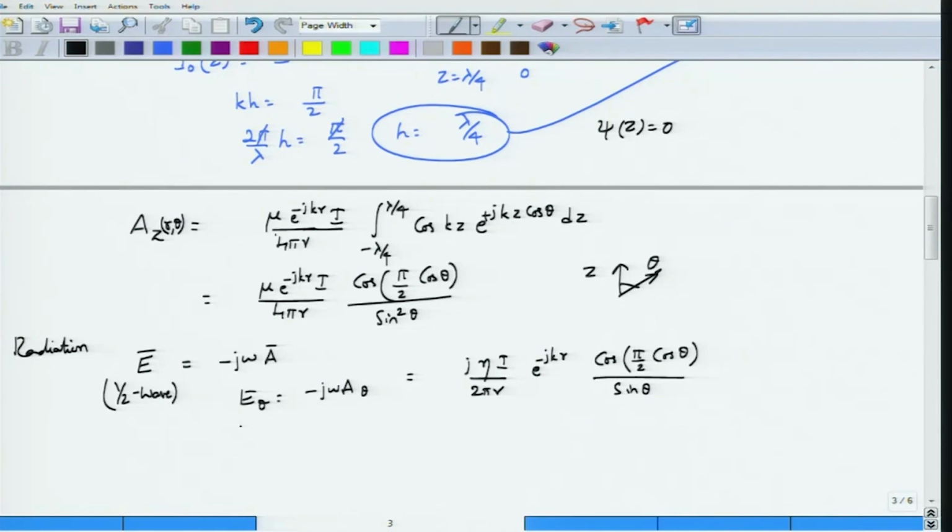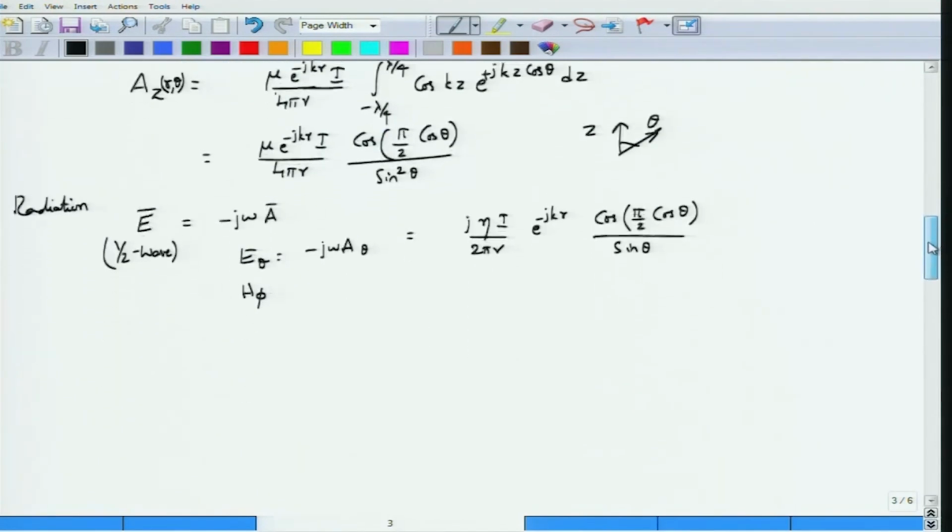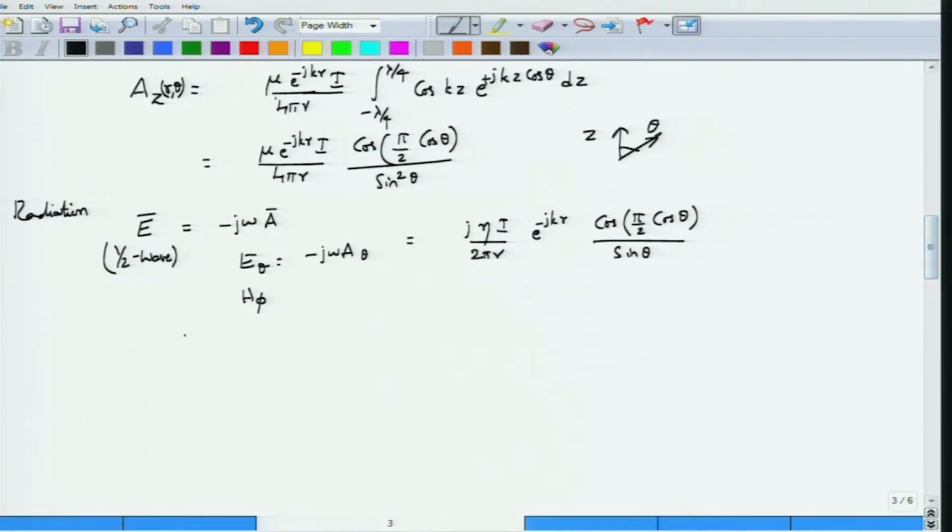From this you can find out, if you are interested, what the H phi component would be, but you do not really need to do that, because in order to obtain the average power density, you just need the magnitude of E theta itself. So, it would be E theta square divided by 2 eta, and what direction would the pointing vector be? It would be along the radial direction.